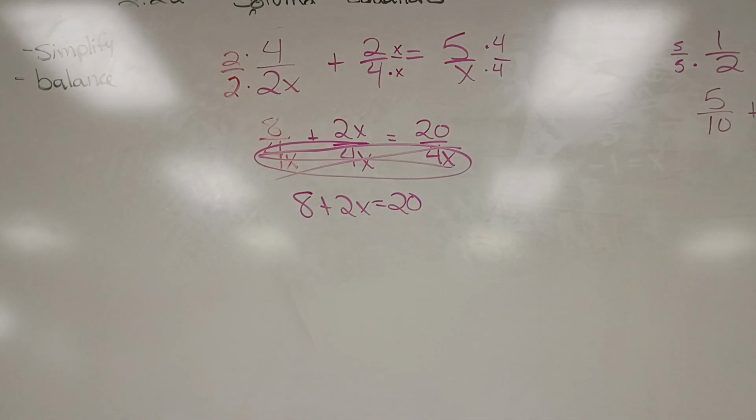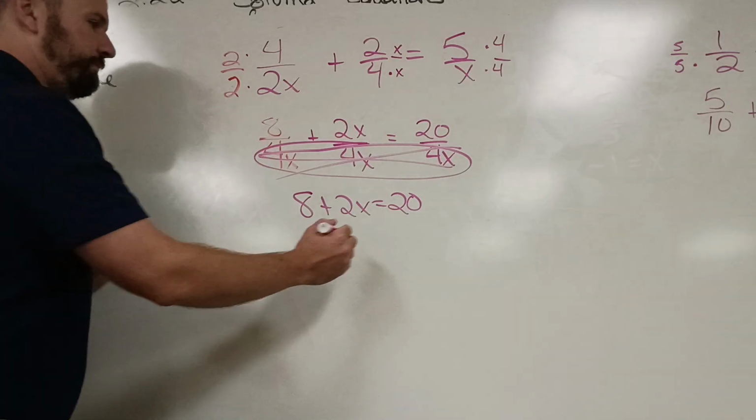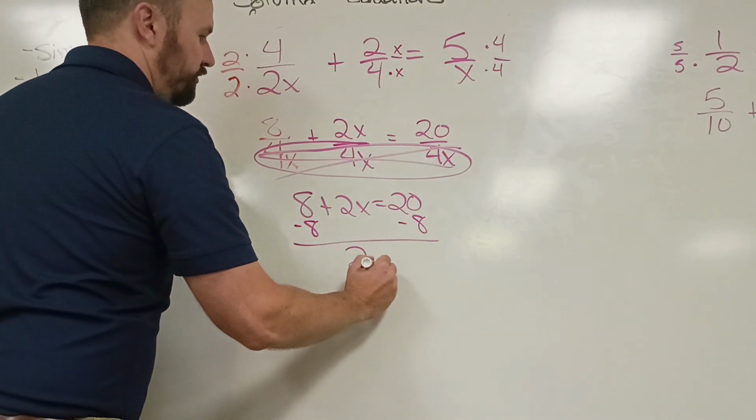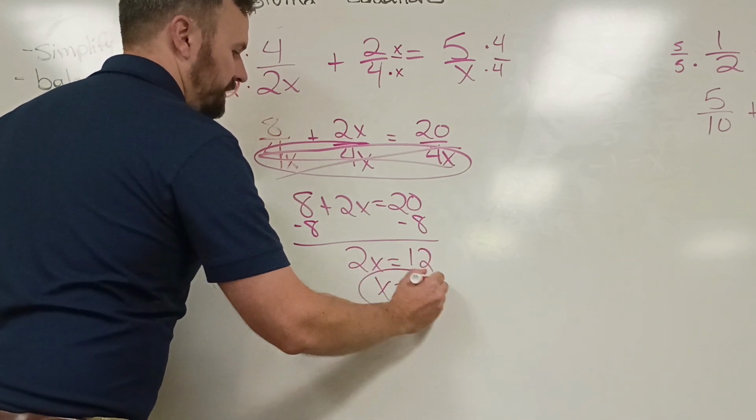Once all the bottoms are the same, set the tops equal to each other. And that's just like what we did before, right? So I'm going to go a little bit quicker on it. So I get 2x equals 12 and x equals 6, right?